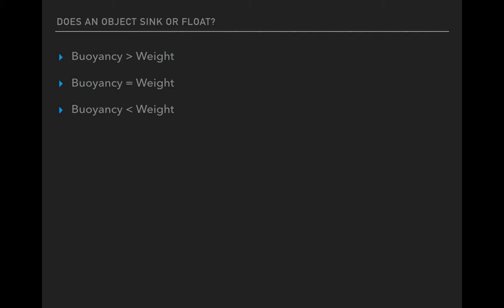Now, if the buoyancy force is less than the weight, so the weight is trying to pull the object down and the upthrust or buoyancy is less than that, it means the object will sink, but it will feel not as heavy as if it was in air. And then the third case is a special case. If the buoyancy is equal to the weight, the object will stay where it is, because according to Newton's first law, if an object doesn't experience any net force, it won't accelerate.